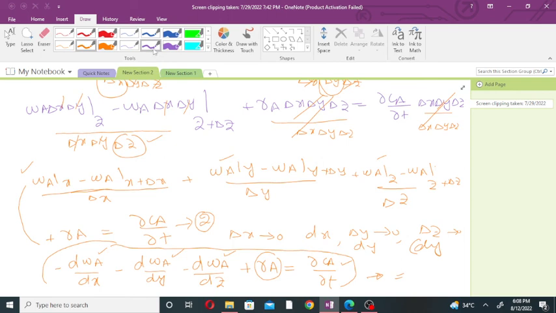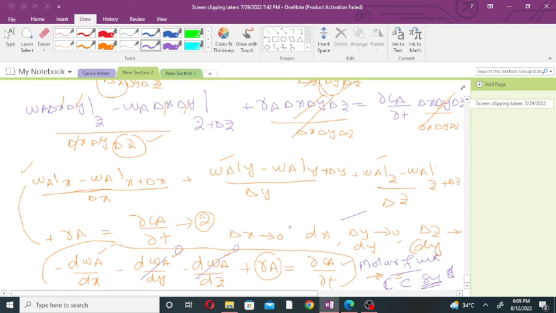Now it will depend on the problem. Sometimes it is given to us that the molar flux does not change in the y direction, so we can ignore this term and simplify this equation. So this is the molar flux balance equation in Cartesian coordinate system.